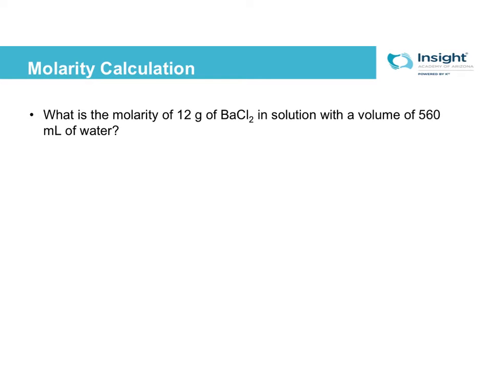What is the molarity of 12 grams of barium chloride, BaCl2, in solution with a volume of 560 milliliters of water? All right, if you remember, molarity is the moles of your solute divided by your volume in liters of solvent. All right, so first thing we got to do is figure out our moles of solute. So we have 12 grams of barium chloride, but we need to convert that to moles, which means we're going to have to figure out the molar mass.